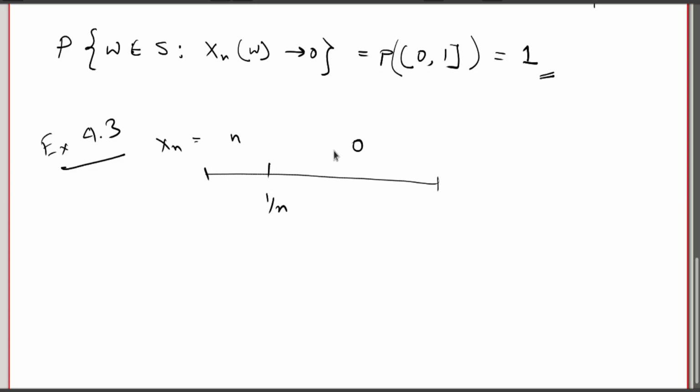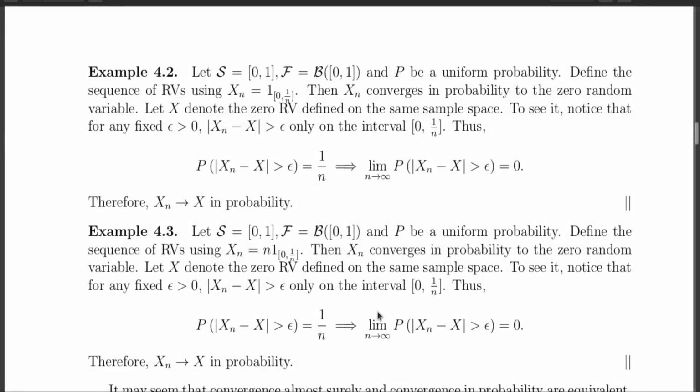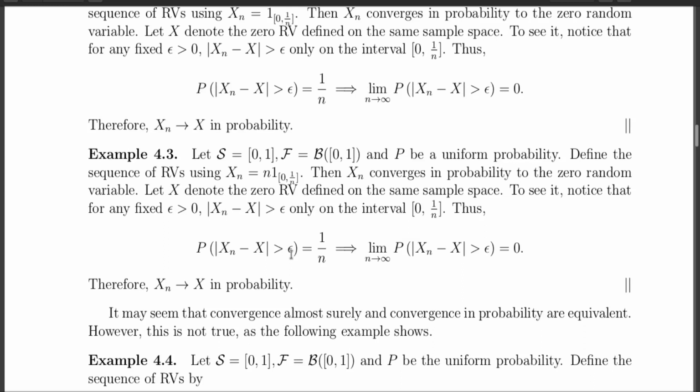Okay, so the proof is again in the same fashion. We are going to see that for any epsilon greater than 0, with X taken to be 0, |Xn - X| greater than epsilon happens only on the interval [0, 1/n]. So like the previous one, in this case also the probability of the event that |Xn - X| is greater than epsilon is 1/n. That's why this limit is equal to 0. So Xn converges to X in probability.